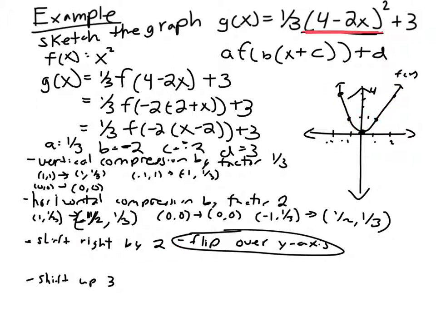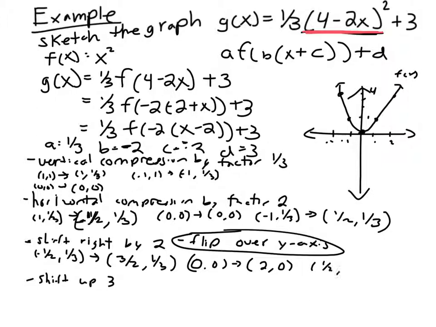Okay, now let's do the shift to the right by 2. So shift to the right, that means we're going to add 2 to the x term. So -1/2, 1/3: when you shift that right and add 2, -1/2 plus 2 is 3/2, 1/3. Okay? 0, 0, when I shift that, is going to turn into 2, 0. And then 1/2, 1/3 is going to turn into 5/2 and 1/3.